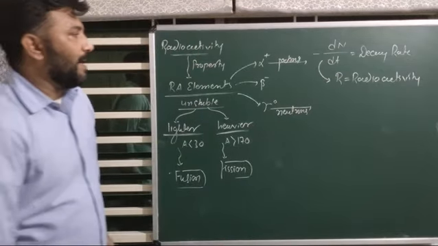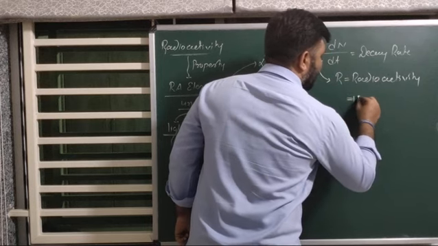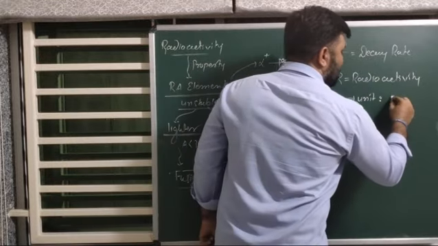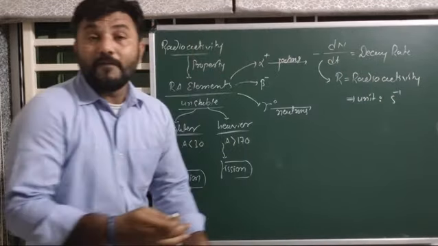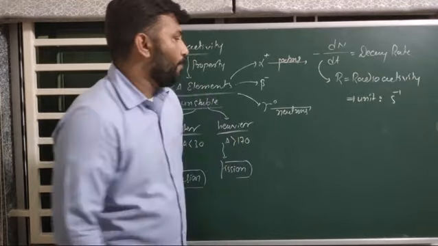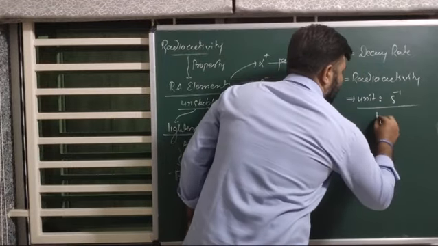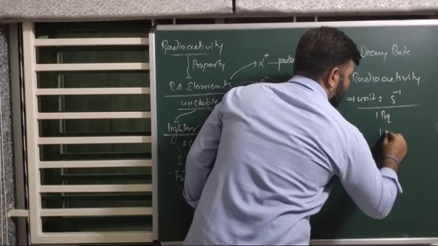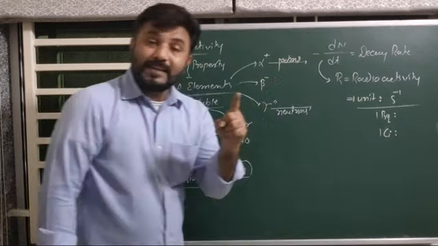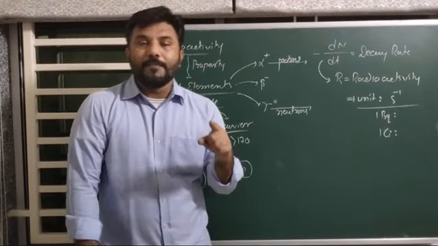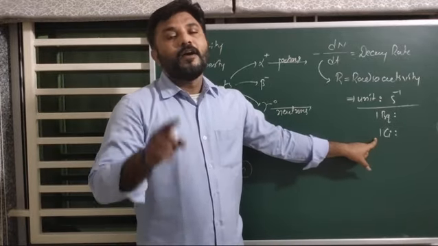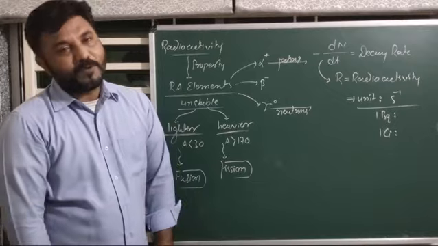Clear? So, it is radioactivity, having the unit number upon time, so it is second inverse. It has a few more units, one Curie and one Becquerel. One Becquerel means one disintegration in 1 second, that is, one nucleus disintegrates in 1 second. For Curie, homework: read from your textbook. Clear?